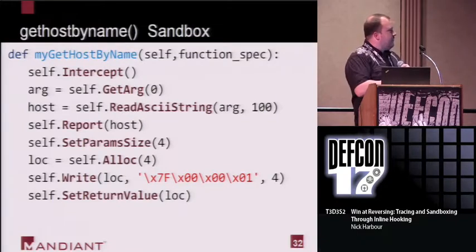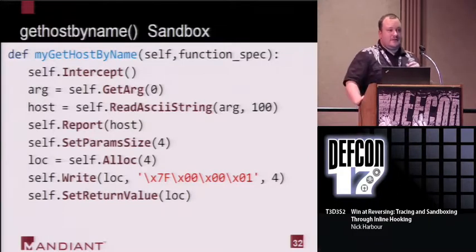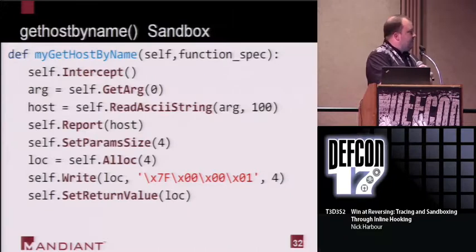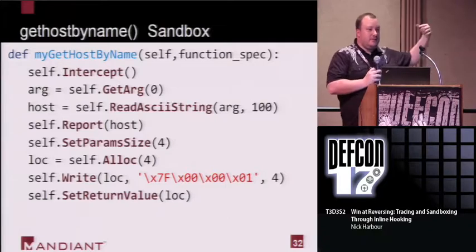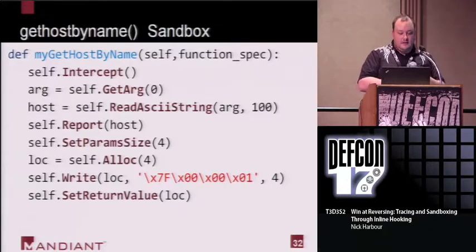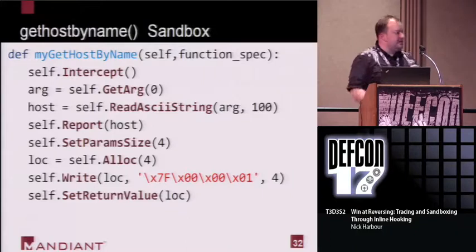Then I allocate memory. I allocate 4 bytes, and I write this value into it. And that's 127.0.0.1. And then I set the return value to be that pointer that we just allocated. So this is going to handle gethostbyname, and gethostbyname is always going to return 127.0.0.1, and it's also going to report to the screen what we're trying to look up. And so you can see it's not all that complicated.